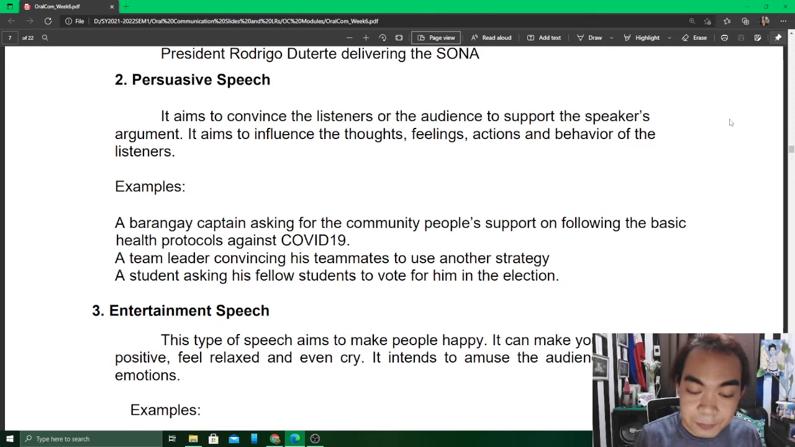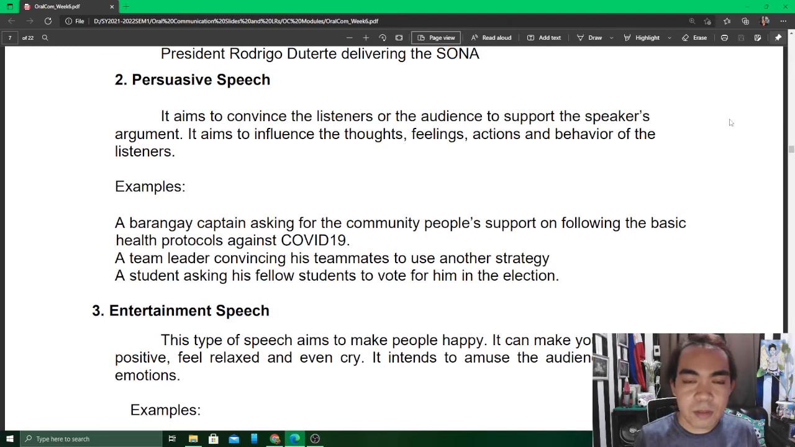If you have a friend you are chatting with, and then he monologues about the good things done by BBM or Leni, trying to please you, trying to get your side or sympathy, that is an example of a persuasive speech. An example here is a barangay captain asking for the community people's support on the following basic health protocols against COVID-19. Another example is a team leader convincing his teammates to use another strategy. And then a student asking his fellow students to vote for him in the election.